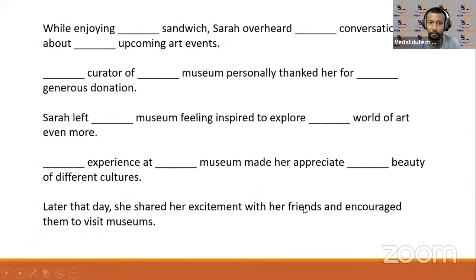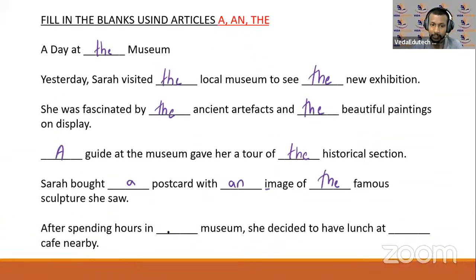After spending hours in the museum, yes, the museum, she decided to have lunch at a cafe nearby. Any cafe it can be, a chai cafe or some place where you can eat something, anything. There are many of them, right? Not definite, right? She decided to have lunch at a cafe nearby.